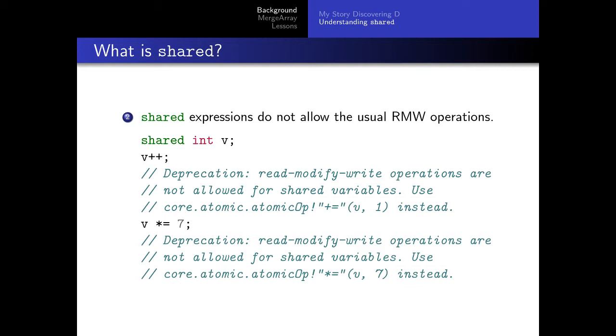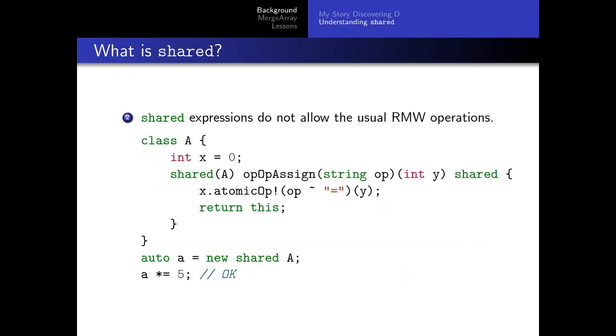So the next thing that shared does is if you have a shared expression, you can't use the normal read, modify, write operators. So you have a shared integer, you can't do v++, or v times equals 7. The compiler will tell you that this is deprecated and to use one of the D runtime library atomic operations. You can still use the syntax on user-defined types with opAssign methods that are labeled shared. The compiler won't complain about this.